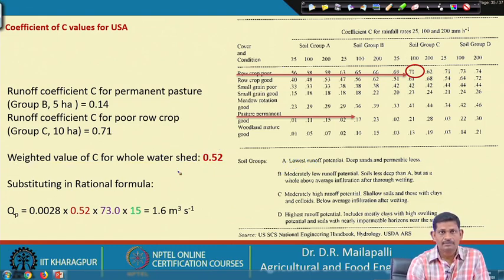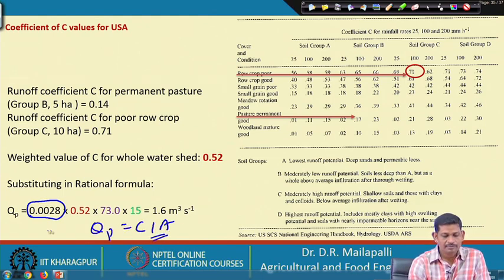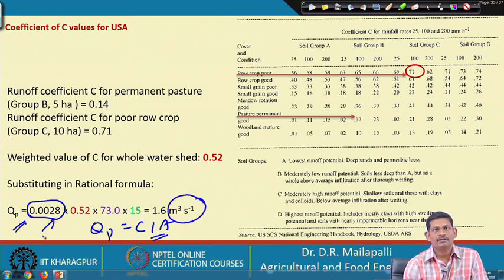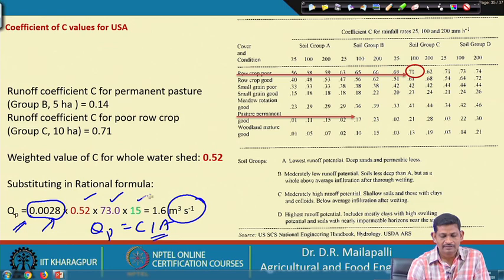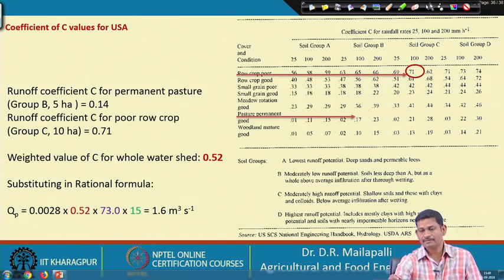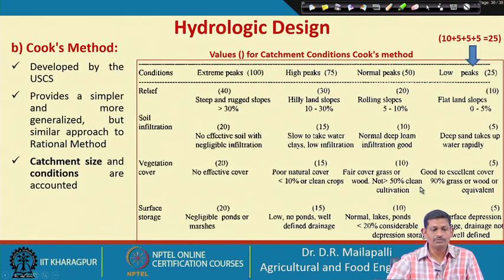Substituting in the rational formula, QP is equal to CIA, with a unit conversion factor based on the required units, cubic meter per second. So, C is 0.52, I is 73, and 15 is the total area, and QP is equal to 1.6 cubic meter per second.